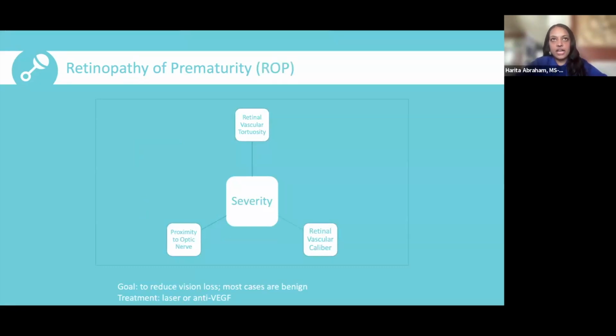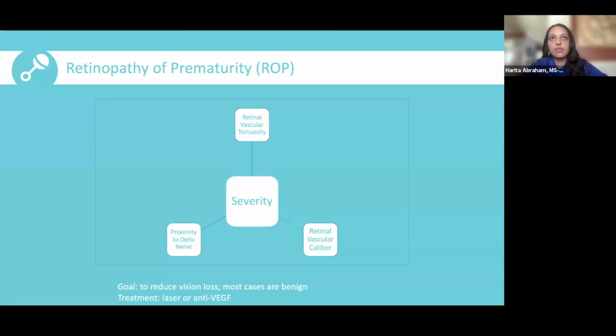So if a pediatric ophthalmologist has a suspicion for retinopathy of prematurity or ROP, these are the criteria that they use to determine how severe that retinopathy is. They use the retinal vascular tortuosity, so the tortuosity of those abnormal blood vessels, and they look at the vascular caliber of those blood vessels. And then they also look at how close these abnormal blood vessels are to the optic nerve. And that's what they use to classify how severe this pathology is in the baby.